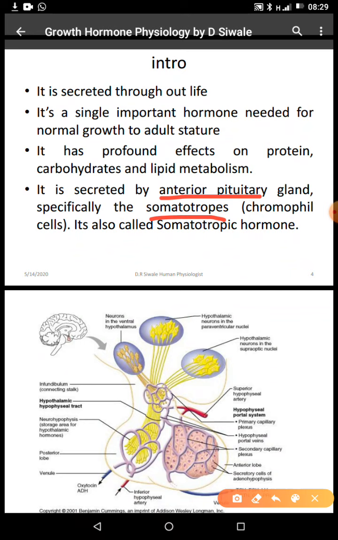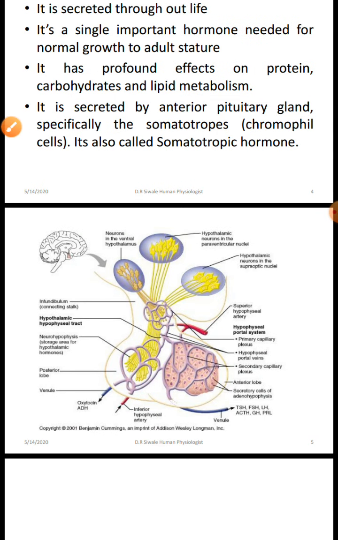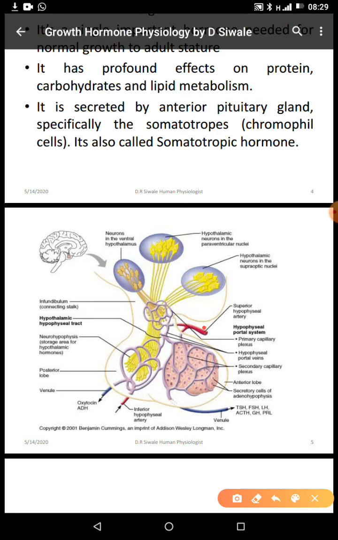Once it has been secreted, it moves into circulation, just like any other hormone. So growth hormone is secreted by this, which is called the anterior pituitary gland.